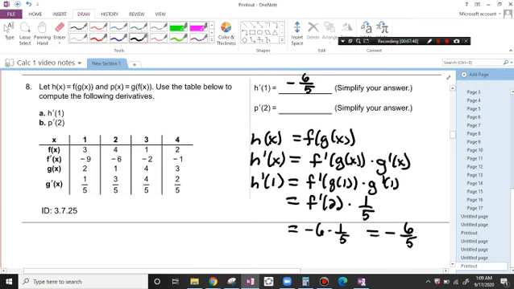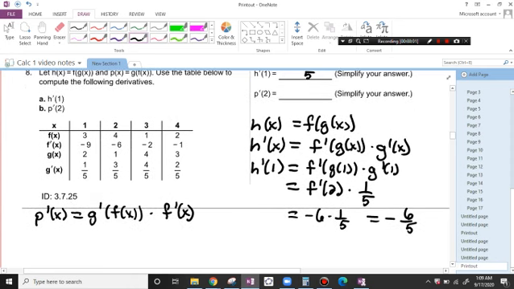P is g of f of x. P of x is g of f of x. So P prime of x is g prime of f of x times the derivative of the function inside times f prime of x. And I'm interested in P prime of 2. So that's g prime of f of 2 times f prime of 2.